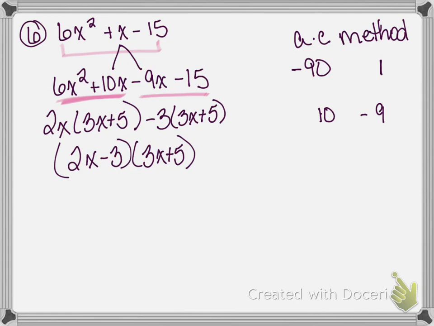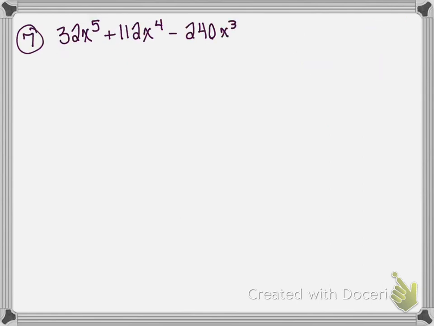Now, for number 7, there is a very large GCF. So always look for your GCF. There is a GCF that comes out of all of these, and it's a very large GCF. So kind of keep your eye on that. So the first thing we're going to look at is the 32, the 112, and the negative 240. So the number that comes out of all of those is 8. No, it's 16. I'm sorry. 16 comes out of all of those. It's a very large GCF.